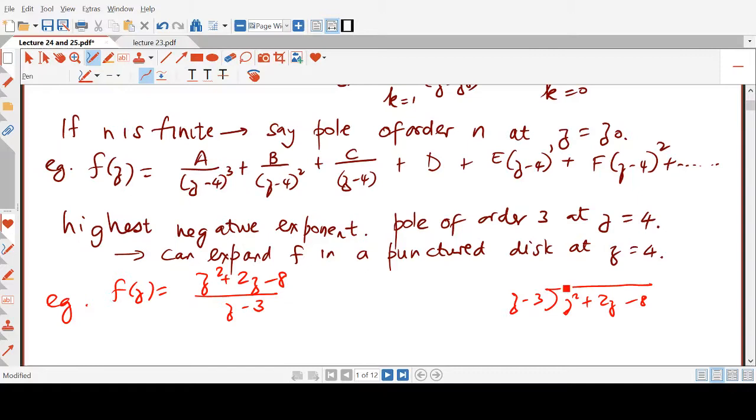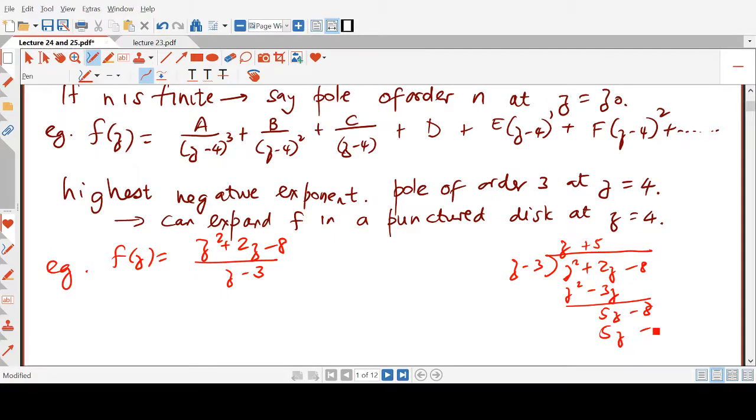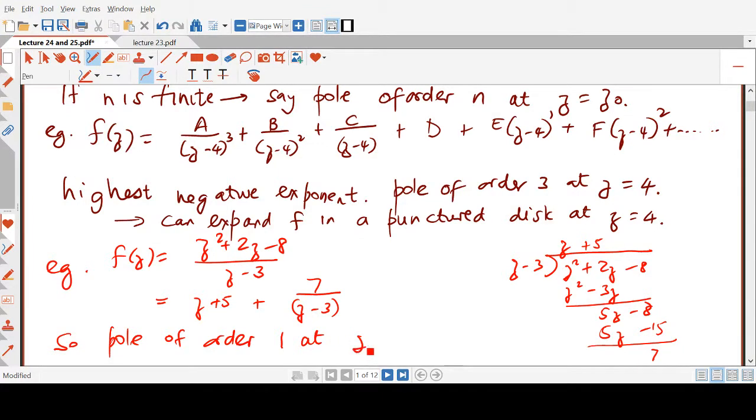Z goes as z times (z squared minus 3z). Subtract, that's 5z minus 8. Then plus 5, 5z minus 15, so minus 8 minus minus 15 is 7. So we can say here the answer is z plus 5 plus 7 over z minus 3. Now it's clear that z minus 3 is a pole of order 1. So there's a pole of order 1 at z equals 3.